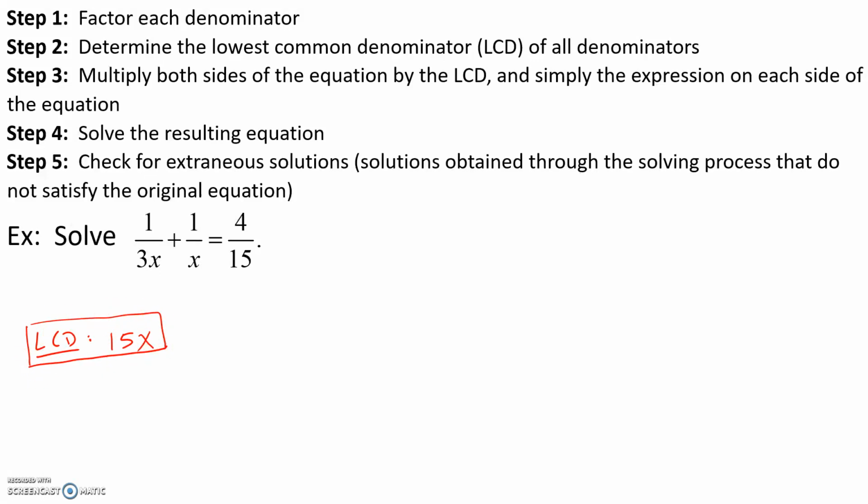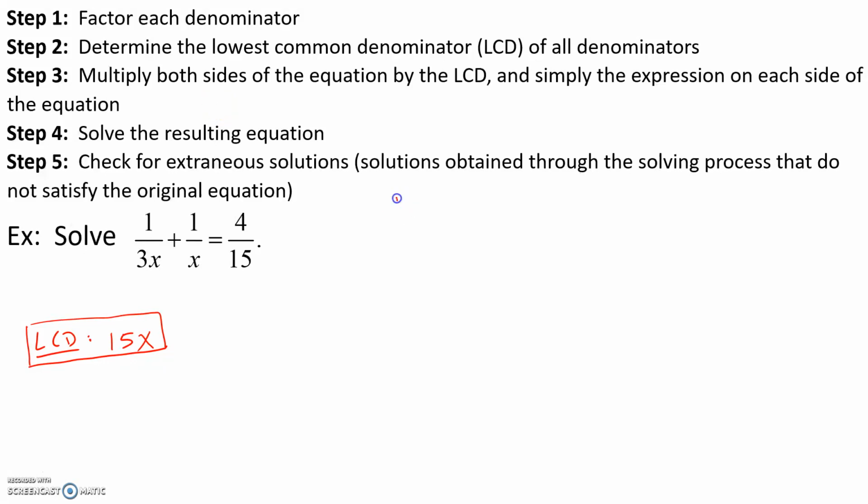Step 3, multiply both sides of the equation by the LCD. Now, the difference between a rational expression and a rational equation is that in an expression, we would take each of these fractions and rewrite them using a denominator of 15x. However, in an equation, we can clear the fraction, we can clear the denominator. So step 3 says multiply both sides of the equation by the LCD.